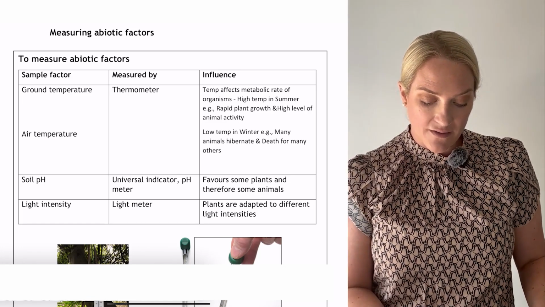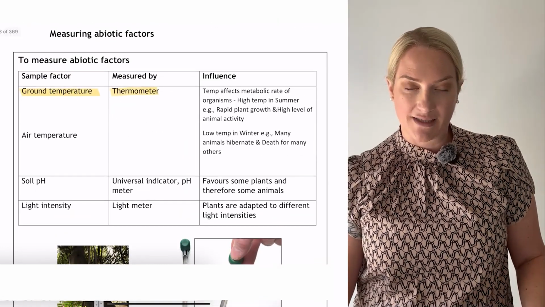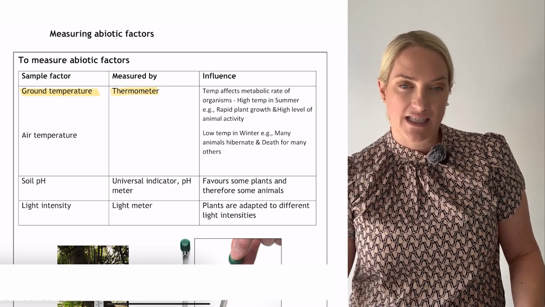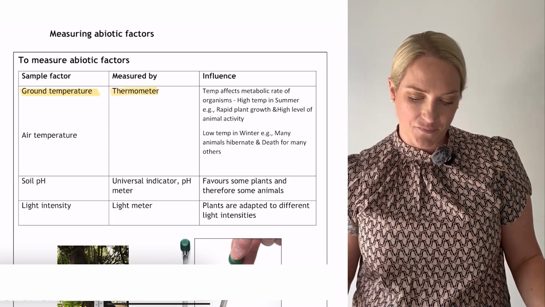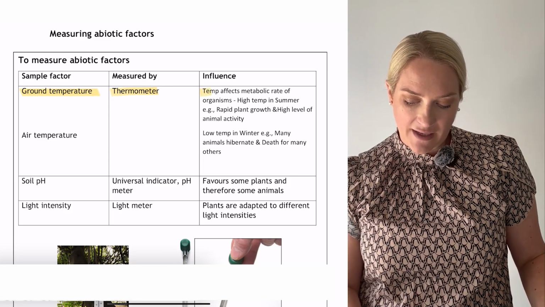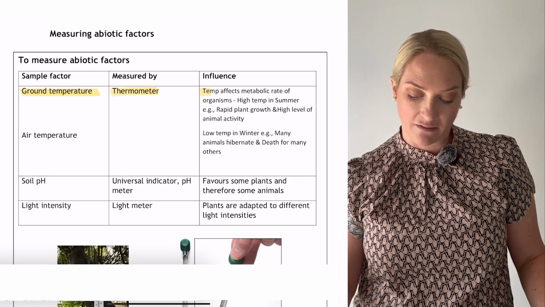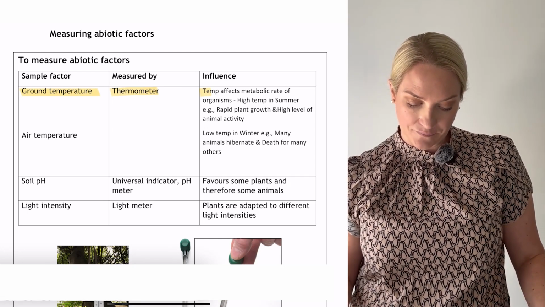So ground temperature, if I was doing ground temperature, I have a thermometer. So here's my ground thermometer. I'm going to place it in the soil, record the temperature, and I'm going to go to 2 other areas. So I'm going to get an average. And what we should find with the temperature, it affects the metabolic rate of what organisms grow there. So higher temperature in summer, so rapid growth of plants and high levels of animal activity.